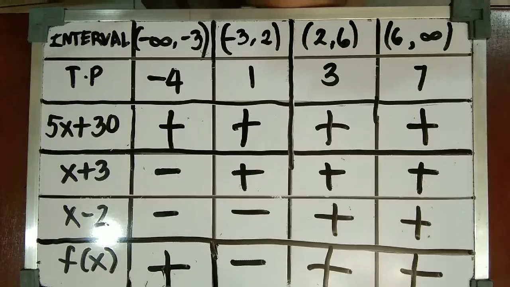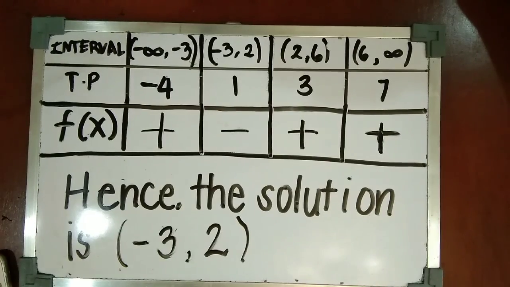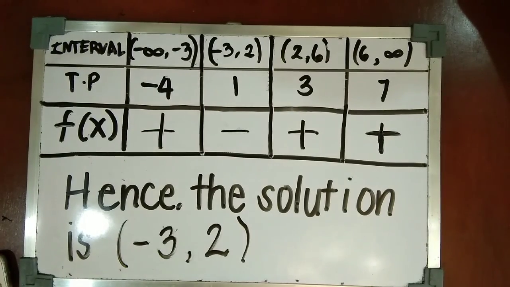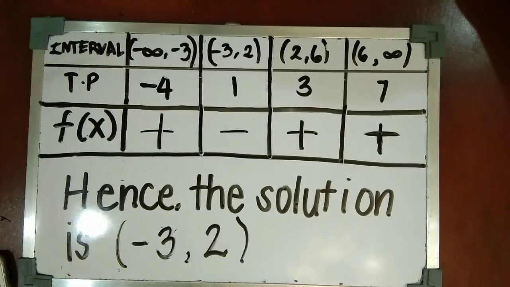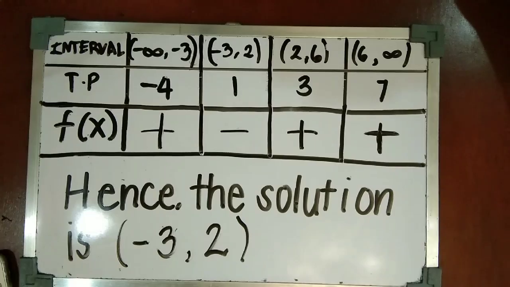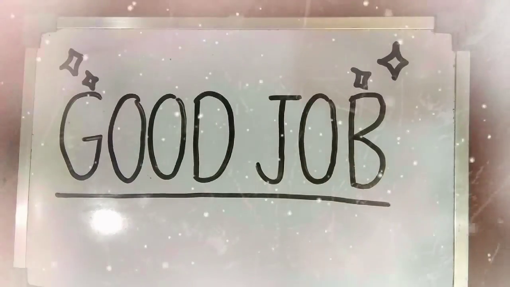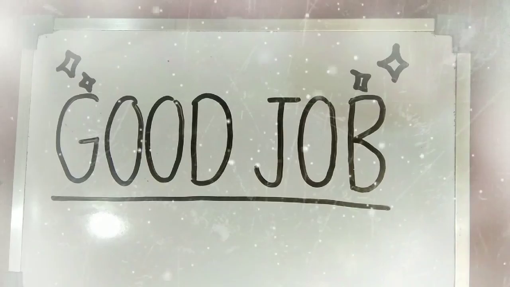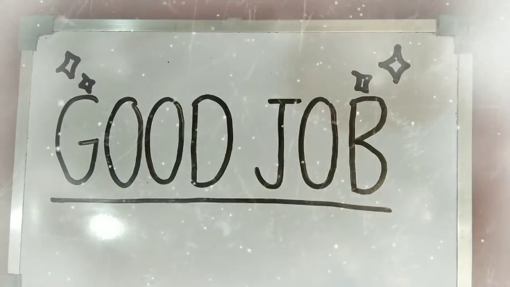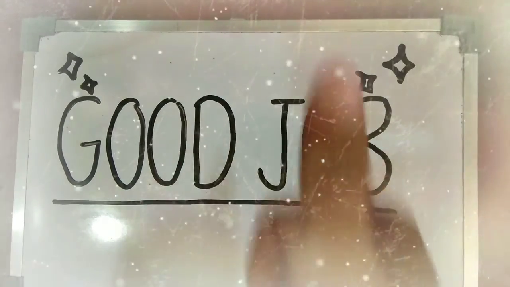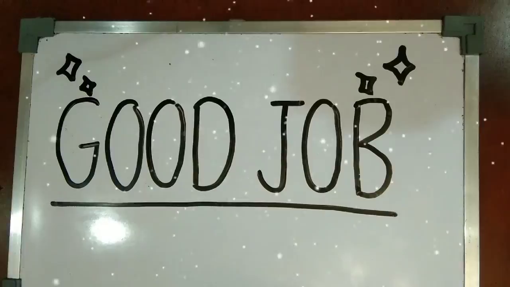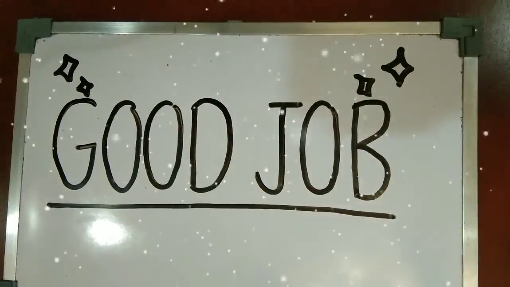Since f of x is less than 0, all intervals with a negative sign will be the solution. Hence, the solution is negative 3 to 2. Good job! Now you know how to solve rational equations and rational inequalities. You are now equipped to solve any problems given by your teacher.